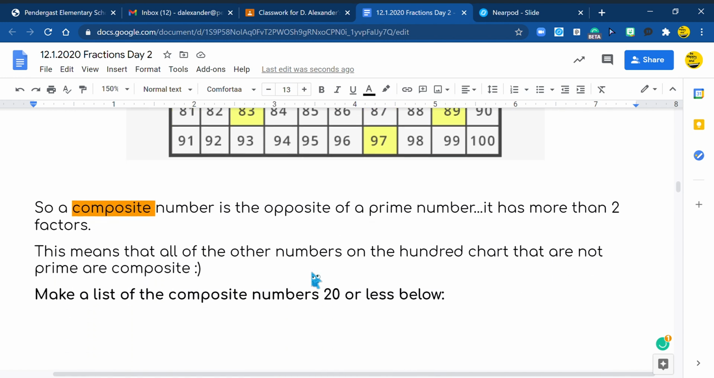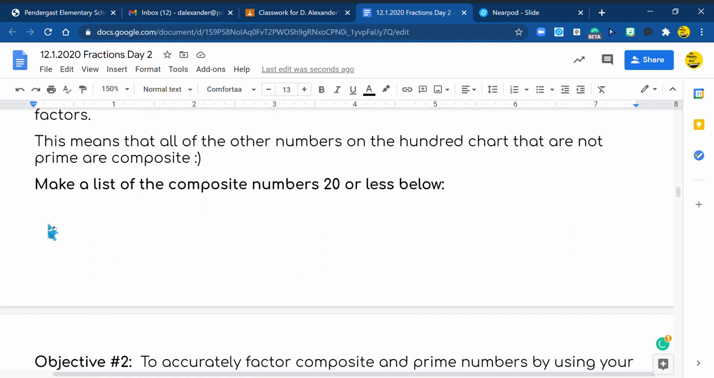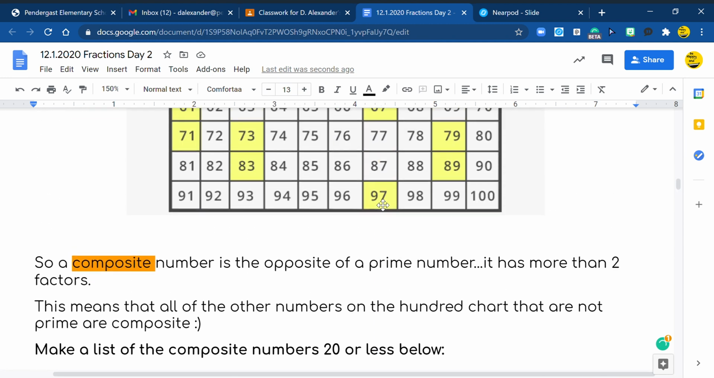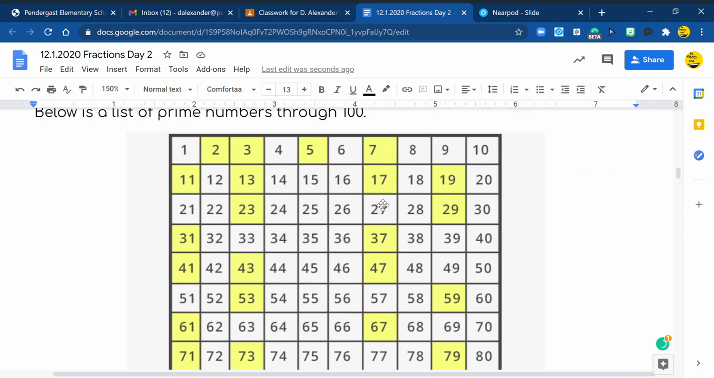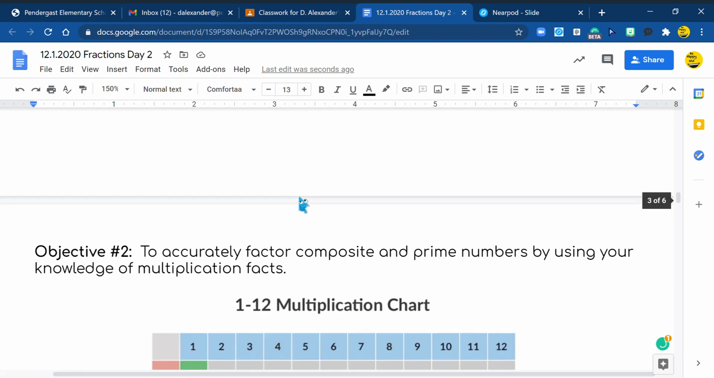So let's go to our model problem. Right here it says list the composite numbers 20 or less below. So all we're going to do is come up right here and we're going to write 4, 6, 8, 9, 10, 12, 14, 15, 16, 18, and 20. I figured it's something you guys could do.